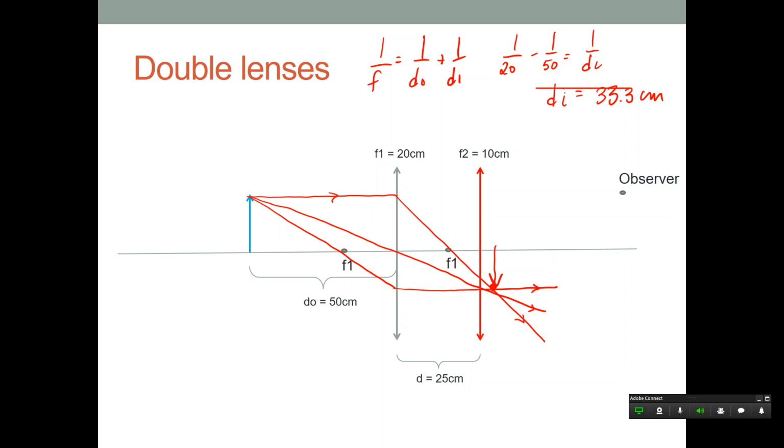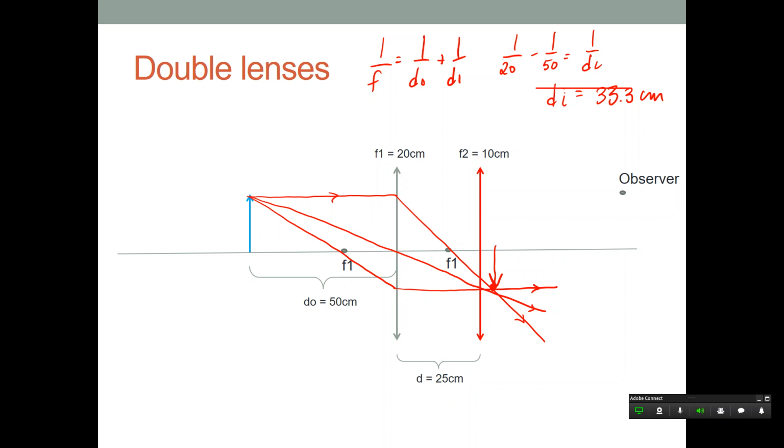My answer is perfect. So my image formed 33 centimeters away from this lens. That distance is 33.3 centimeters. This other lens is located at 25 centimeters. And 33 is further than 25. So I actually drew it correctly. That's where it's supposed to be, beyond that lens.